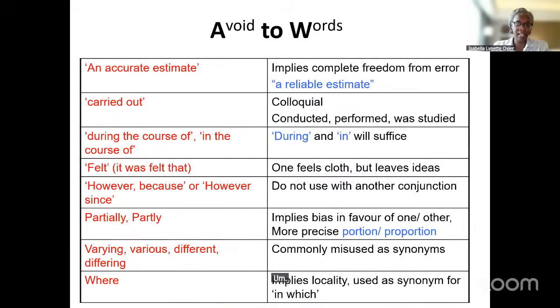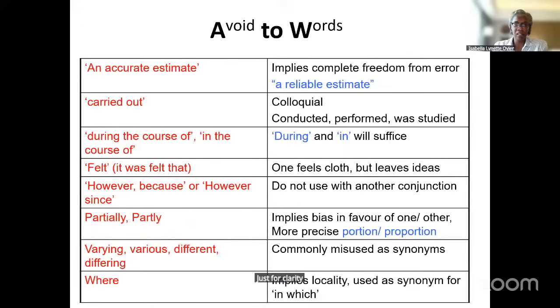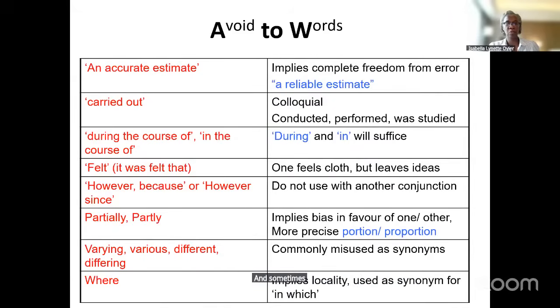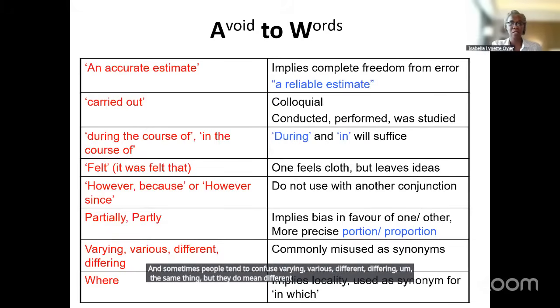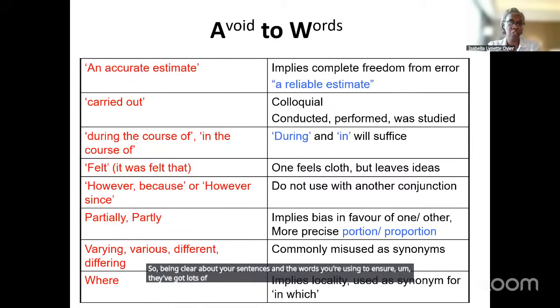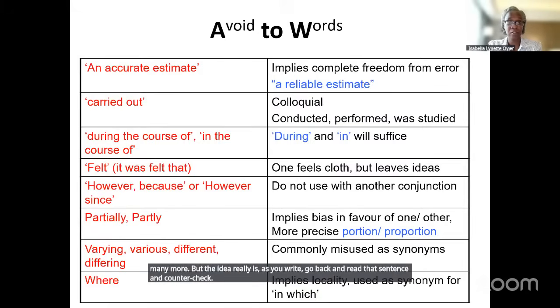And just connecting: we do this when we speak, but when we're writing, it needs to be clearer. So you can't use two conjunctions, like "however, because" or "however, since", just for clarity. Then think about whether something is partially, partly, or a proportion. Really think about the words you're using. Sometimes people confuse varying, various, different, and differing; they do mean different things. So be clear about your sentences and the words you're using to ensure they have lots of clarity. Those are just some specific examples, and of course, there are many more. But the idea really is, as you write, go back and read that sentence and counter-check that it has delivered the point in a simple way.